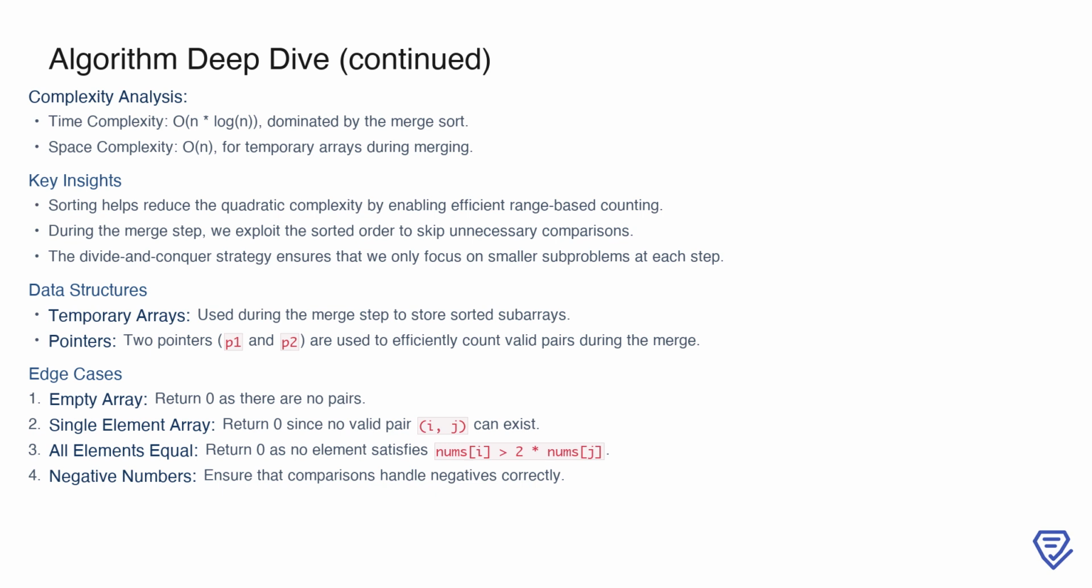It's crucial to handle edge cases as well. For example, if the array is empty or contains only one element, the output is 0 since no valid pairs exist. If all elements in the array are equal, the count remains 0 because the condition nums[i] > 2 * nums[j] cannot be satisfied. For arrays with negative numbers, the implementation must ensure that comparisons correctly handle the sign of the numbers.